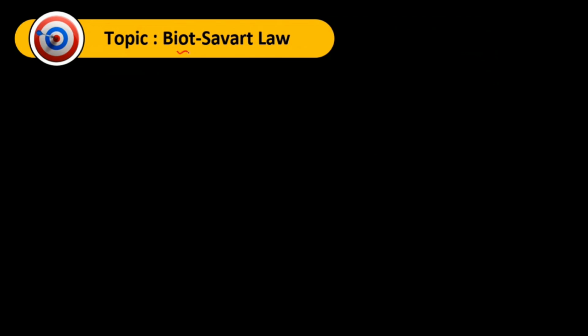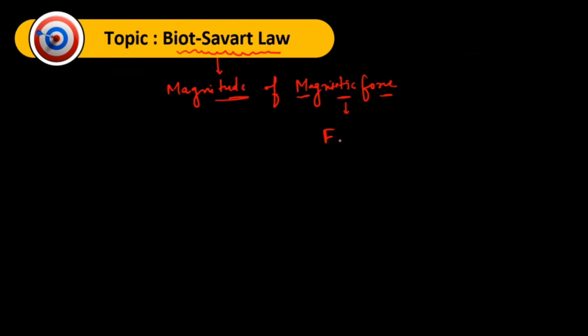Now, the most important law, Biot-Savart law, which actually gives us the magnitude of magnetic force which originates due to all this. So whatever magnetic field is there, it is capable of producing or imparting some magnetic force. That magnetic force is something which is given by Biot-Savart law.